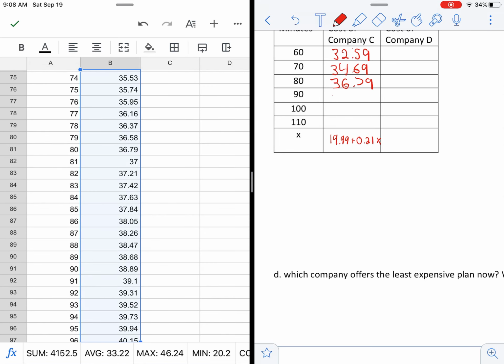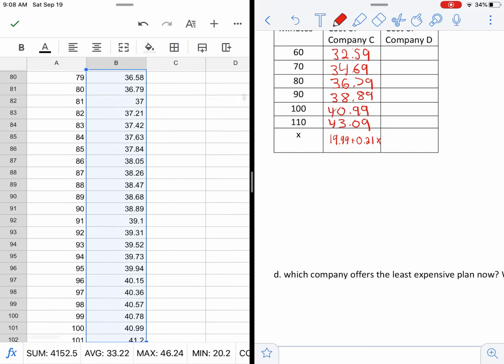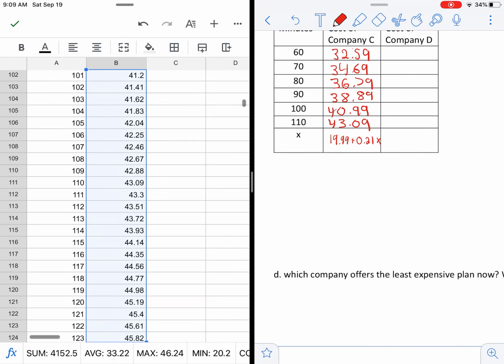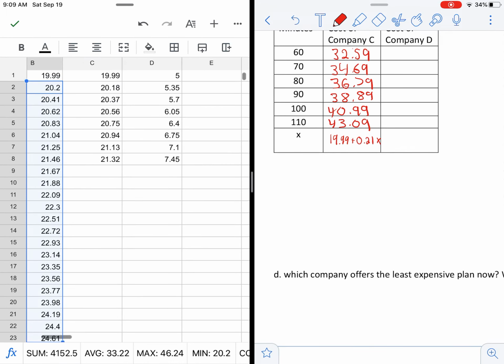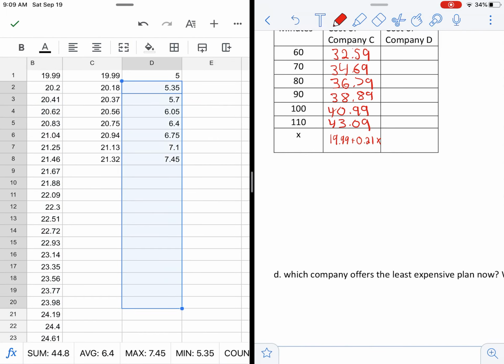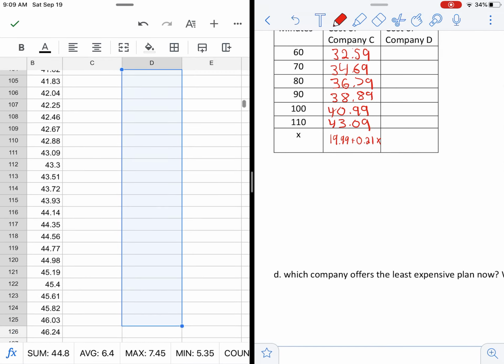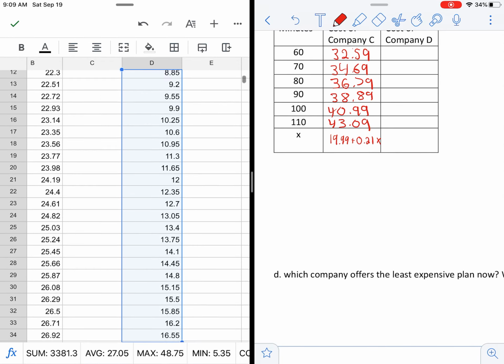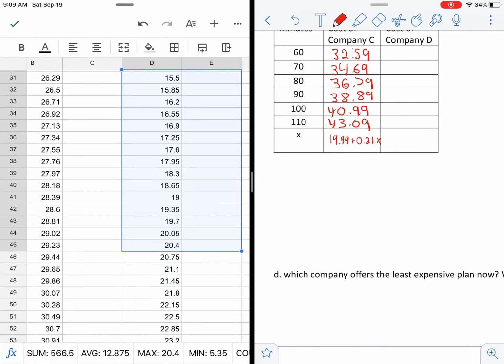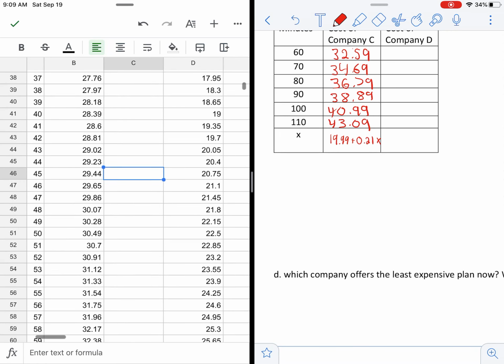Yep, it is. So then we're going to have 38.89, 40.99, and then this one's a little goofy. It's going to be 43.09 if I'm not mistaken. Yes, that is correct. Okay, fantastic. So then I'll go ahead and cheat a little bit. But in all fairness, this is not cheating. This is using technology to help speed things up. No different than having a calculator. All right.